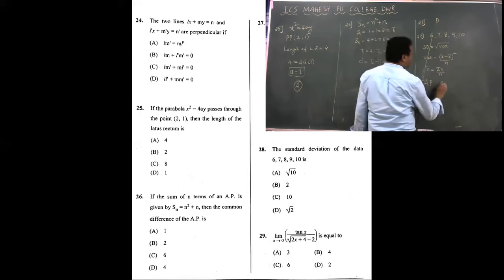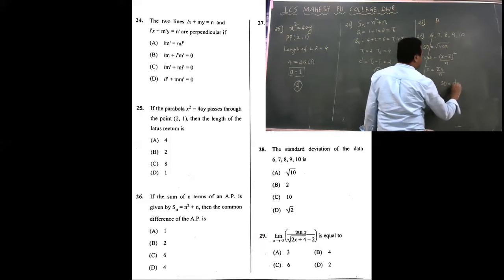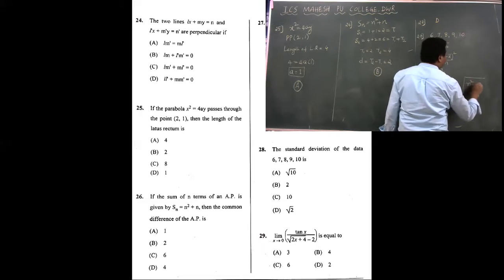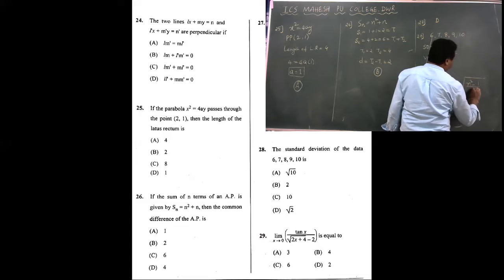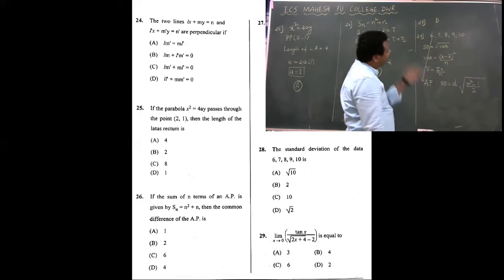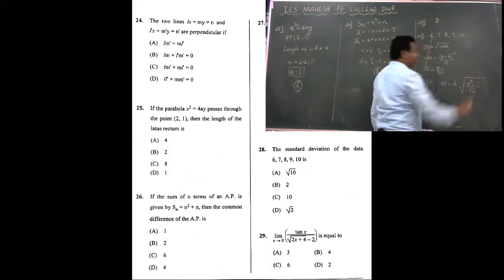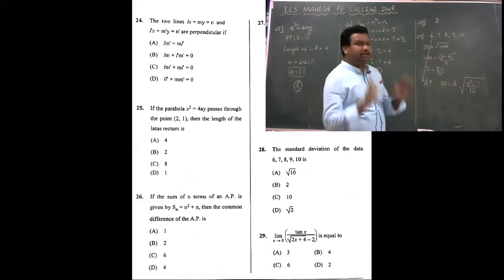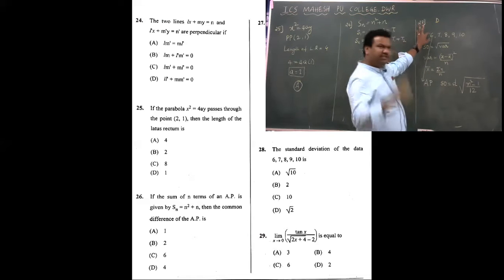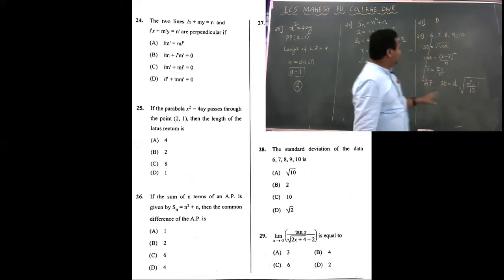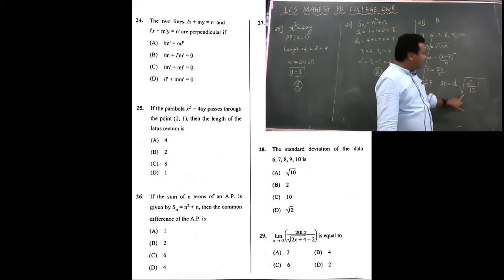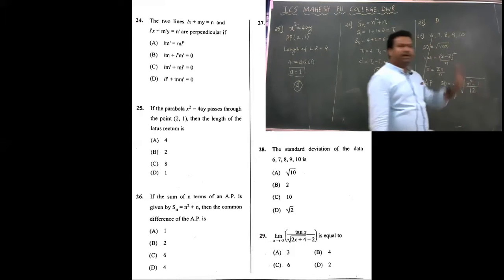The standard deviation is always equal to d, that is the common difference, into square root of n squared minus 1 divided by 12. It's a standard formula. There is a proof for that. Try to recall this. I repeat, for any given raw data which is in the form of arithmetic progression, the standard deviation is directly calculated as d into square root of n squared minus 1 divided by 12.